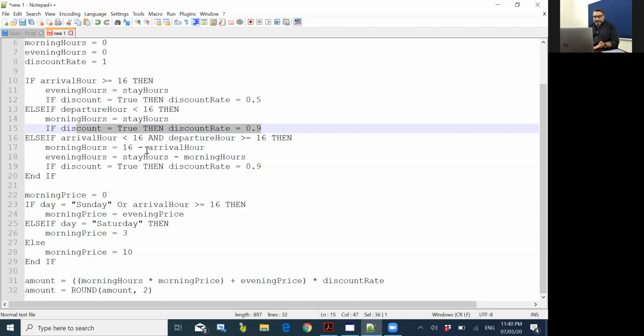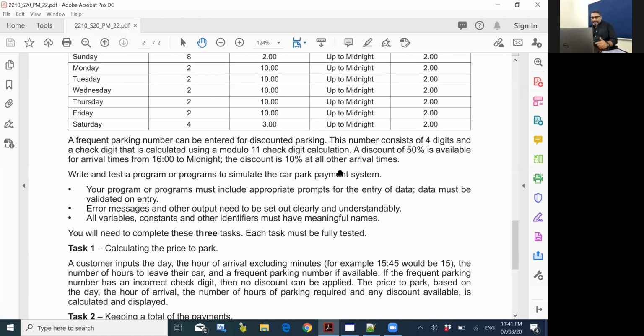If they have arrived before 1600 and are leaving after 1600, nothing is mentioned. So we assume that if they have arrived before 1600, they will be given the 10% discount, because it is written there. It is said that a discount of 50% is available for arrival times from 1600 to midnight. The discount is 10% at all other arrival times.